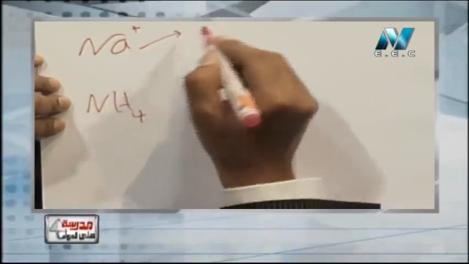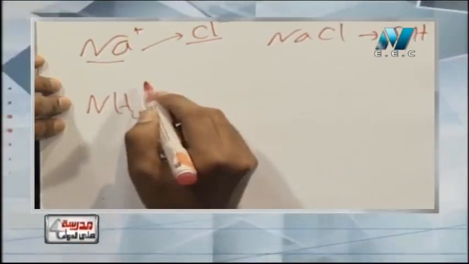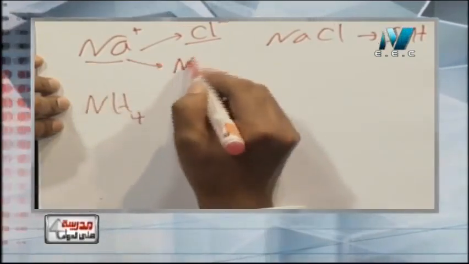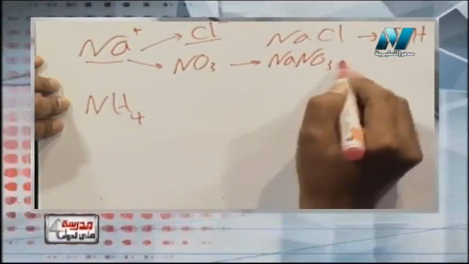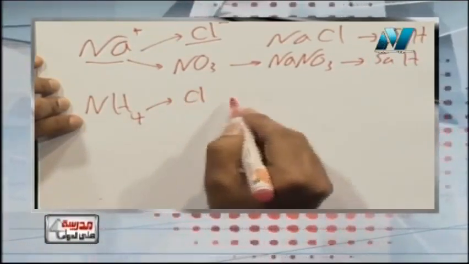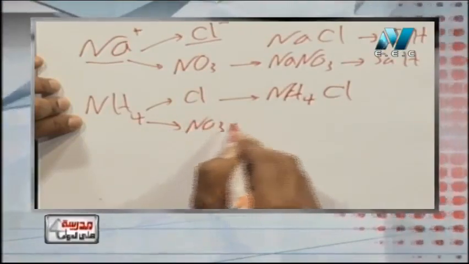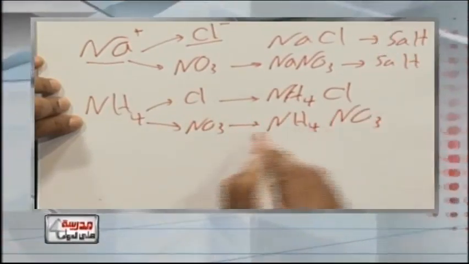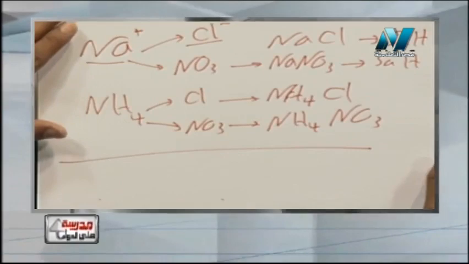Maybe Na with Cl, positive metal with negative non-metal, it will be NaCl, a salt. Another type, maybe Na with NO3 atomic group, positive metal with negative atomic group, it will be NaNO3, a salt. NH4 maybe with Cl, atomic group with non-metal, NH4Cl. Maybe NH4 with NO3, NH4NO3, salts. And the properties of salts, they don't affect the litmus paper.